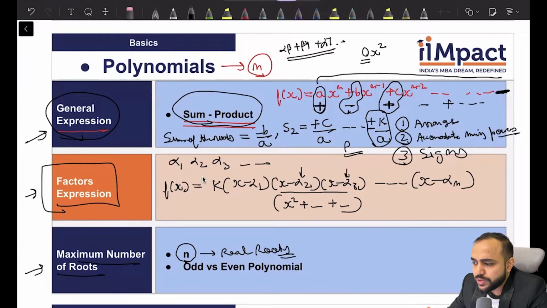What were the roots? Roots were the values of x for which the polynomial was giving you an output of 0. If I put the root in this expression, f of, let's say the root is alpha, then f of alpha should give you 0, which is much more clear in this expression, right? Alpha 1 is a root. If I put alpha 1, this term will become 0, and then you will have 0 into whatever is going to give you 0. So you can have at max n real roots.